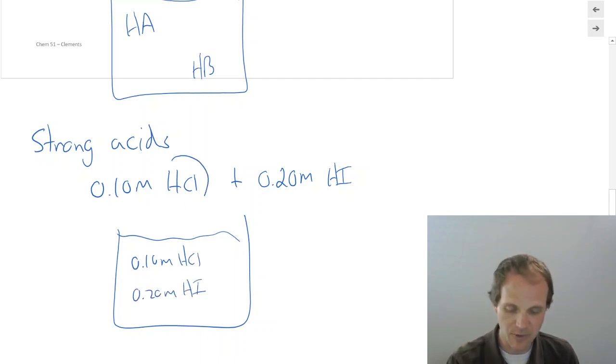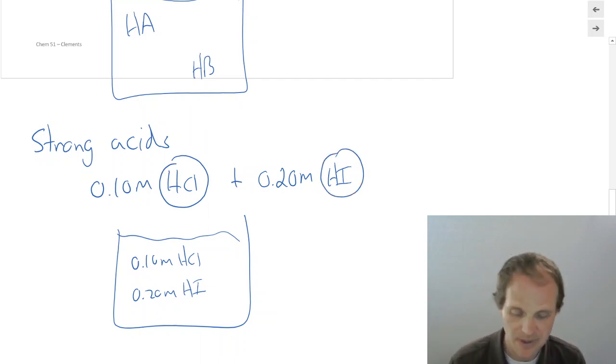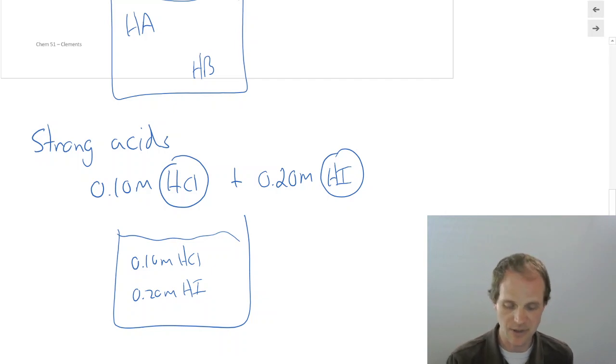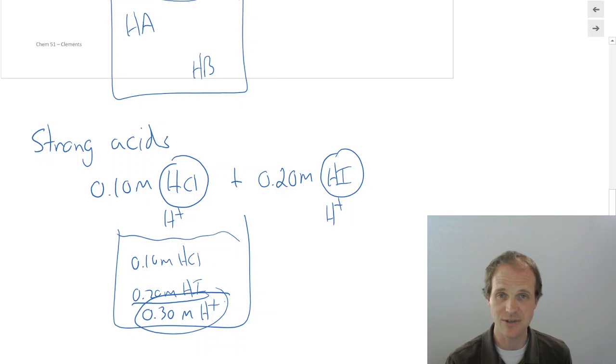If we recognize both of those as strong acids, which you should because you've memorized those by now, we know that they're going to completely dissociate. So this is going to be 0.1 molar H+, and this is going to be 0.2 molar H+. It turns out we can actually sum these in order to find that we're going to have 0.30 molar H+ in solution. Because they're both strong, they completely dissociate. And if you think about it in molecules, if we had one molecule of HCl, two molecules of HI, we'd end up with three H+ in solution.